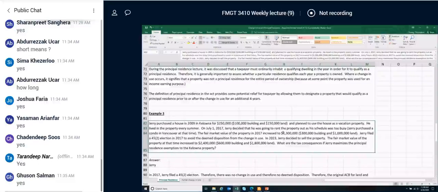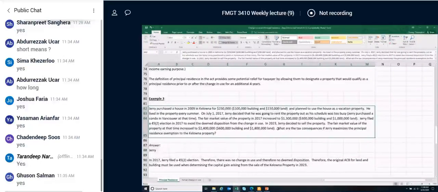So here's the issue. You take a look at this and you say, well, Chris, 2009 to 2017, he lived in the property every summer. He ordinarily inhabited the property. But in the middle of 2017, Jerry says, oh, no, you know what? I'm going to rent this property out. And in effect, he stops ordinarily inhabiting the property since 2017. And now you sell in 2023, right? So the question becomes, well, how much principal residence exemption can I claim?